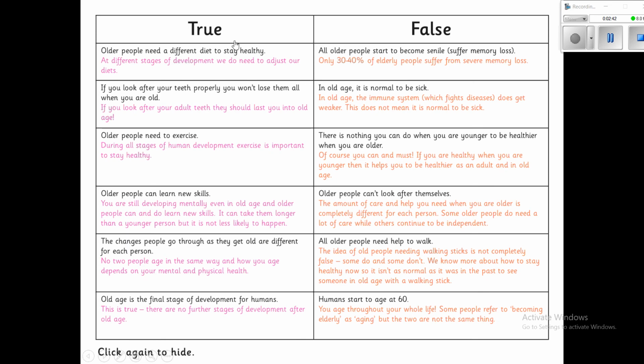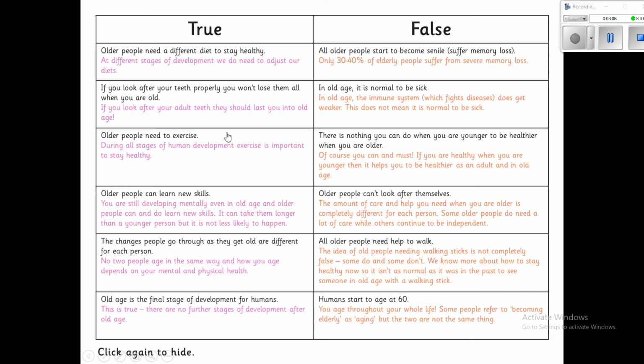True: older people need a different diet to stay healthy. That is definitely true. At different stages of development, we need to adjust our diet, so you might need more food or less food at certain points. If you look after your teeth properly, you won't lose them all when you're old. That is absolutely true. Make sure you keep on brushing your teeth, guys. Older people need exercise. Absolutely true. Of course, it's important when you're young to do exercise.